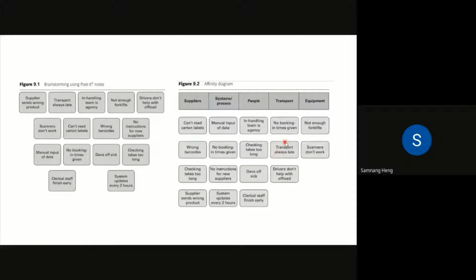This one we need to use, what is it we learned before, how to improve on-time delivery. KPI, you need to use KPI to fix this too. Drivers don't help with off-road, yeah, you need to motivate the driver to take their job personally.